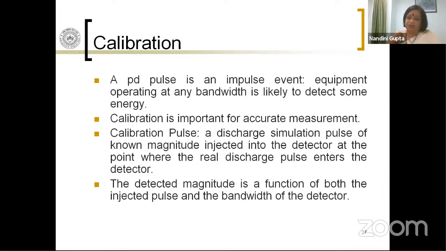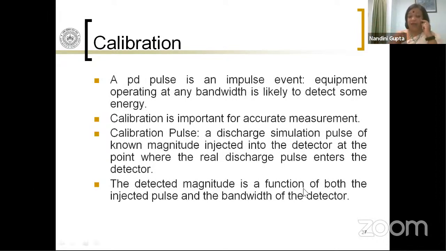What is a calibration pulse? The calibration pulse is a discharge simulation pulse of known magnitude, which is injected into the detector at the point where the real discharge pulse enters the detector. So across the detector, we inject a pulse of known magnitude, which is expected to be similar to the discharge event. And then we see what we measure at the detector.